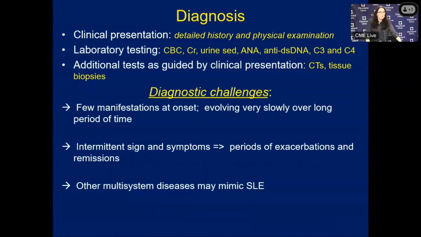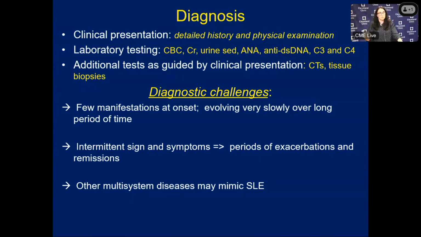Now, the diagnosis is primarily based on the clinical presentation, which is an evaluation done by detailed history and physical examination. And once there's a clinical suspicion for lupus, laboratory tests will further support the diagnosis. Important laboratory tests, but not limited to, are the complete blood cell count, since cytopenias are common, the kidney function, the urine sediment for evaluation of nephritis, ANA, which is an anti-nuclear antibody, anti-double-strand DNA, and complement, primarily C3 and C4 components.